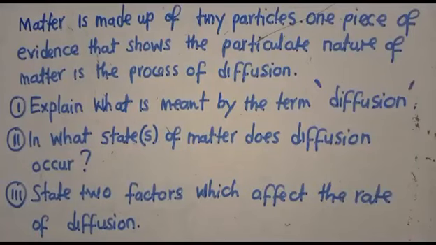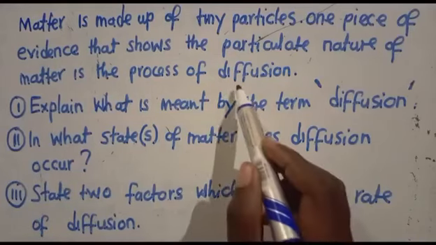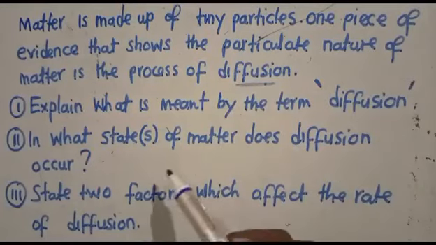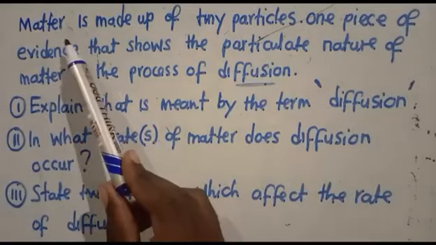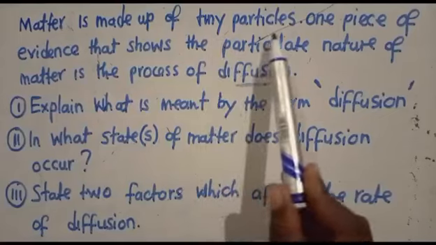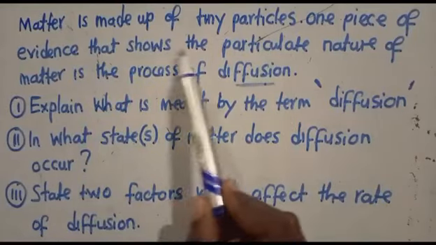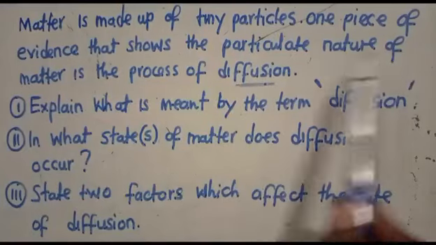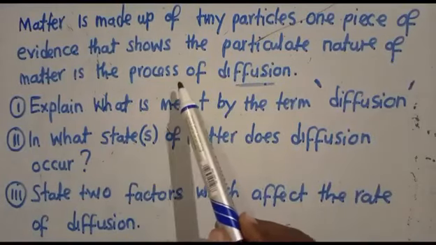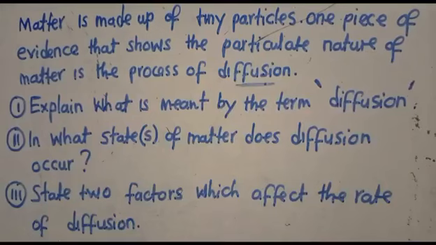Hello, I welcome you all to this wonderful lesson, and in this particular lesson I want us to look at this part called diffusion. So the question is saying that matter is made up of tiny particles. One piece of evidence that shows the particulate nature of matter is the process of what? Diffusion. This is what you need to understand.